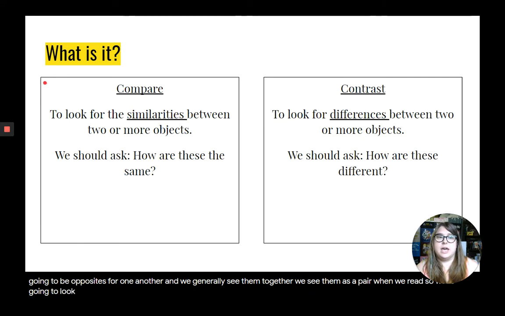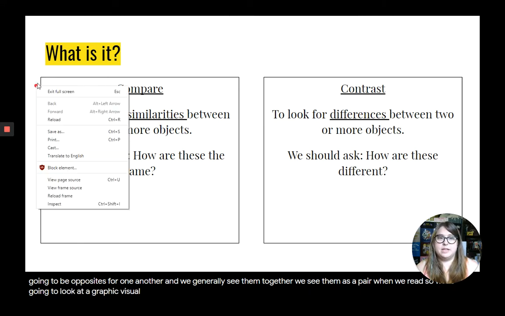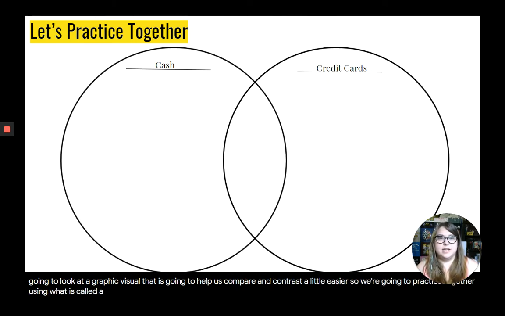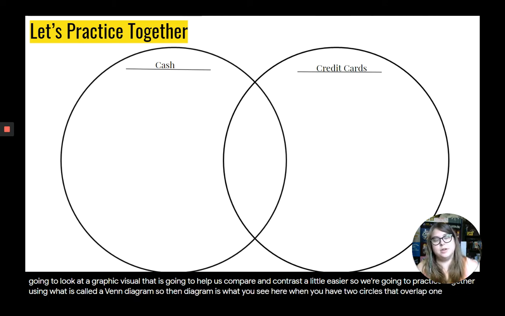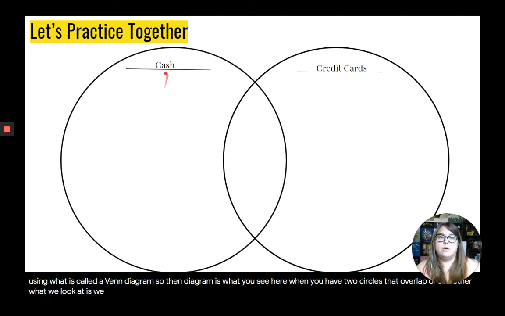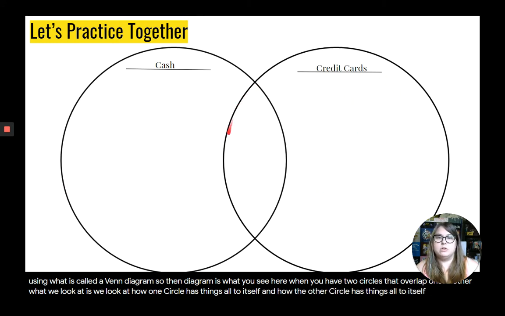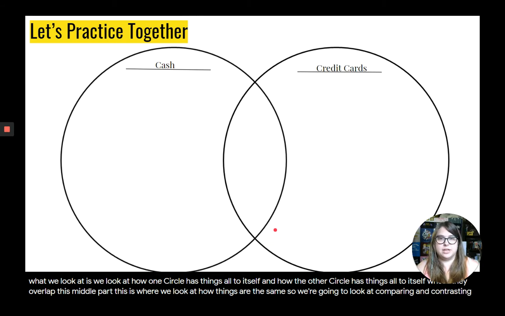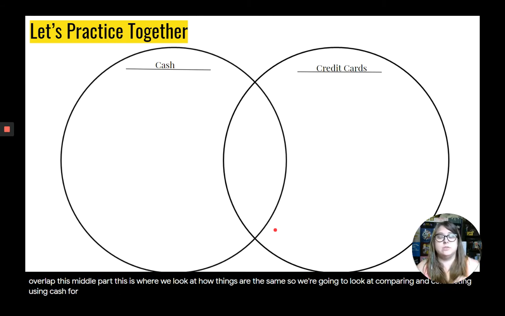So we're going to look at a graphic visual that is going to help us compare and contrast a little easier. So we're going to practice together using what is called a Venn diagram. So a Venn diagram is what you see here when you have two circles that overlap one another. What we look at is we look at how one circle has things all to itself, and how the other circle has things all to itself. Where they overlap, this middle part, this is where we look at how things are the same. So we're going to look at comparing and contrasting using cash versus using credit cards.